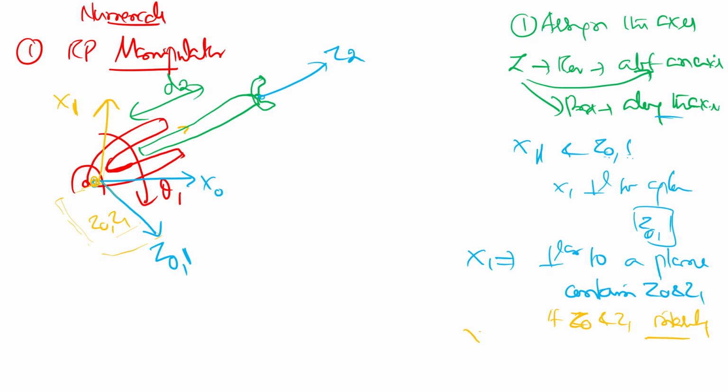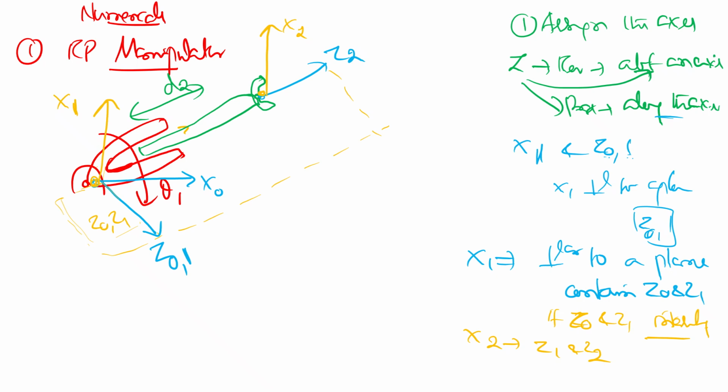Okay, let's do x2. For x2, you have to consider z1 and z2. Your z1 is here, your z2 is here. If you extend them, they will intersect. So if z1 and z2 are intersecting, you have to take a normal to the plane containing z1 and z2. So x2 should be perpendicular to this. This is my x2. So this is x1 and x2, and we have drawn everything.